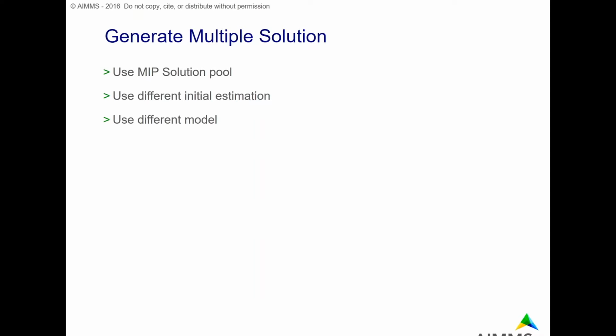But there are also other ways to generate multiple solutions. For example, we can use different initial estimations for the uncertain parameter and generate different initial decisions, or we can even use different models, for example, modeling differently some relation we are not sure about, to generate initial decisions. So of course, there are other ways to get the initial solution.